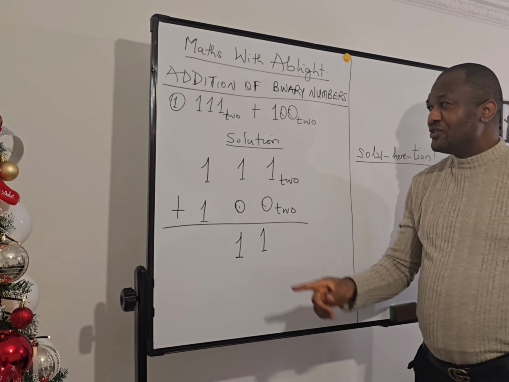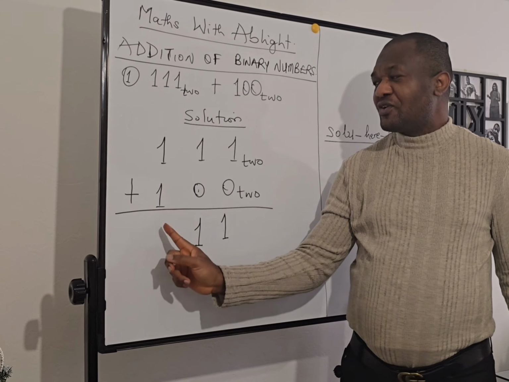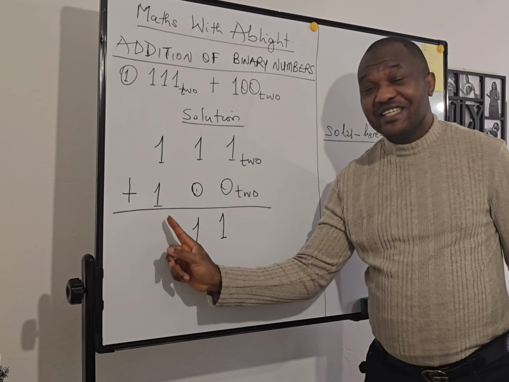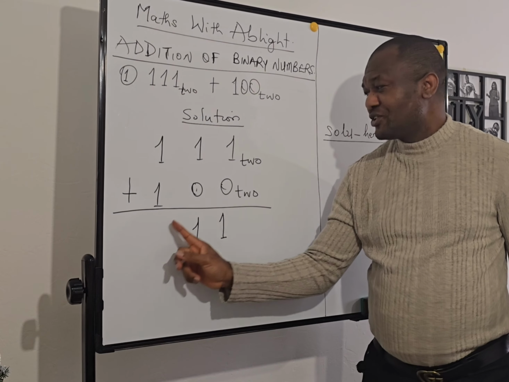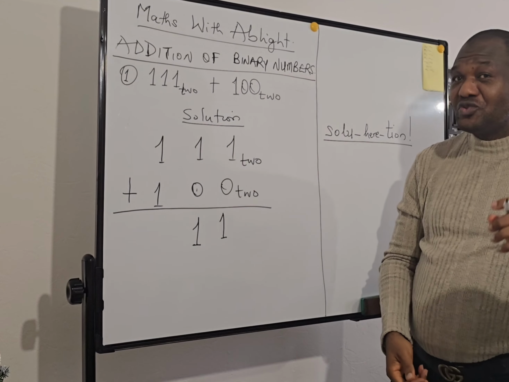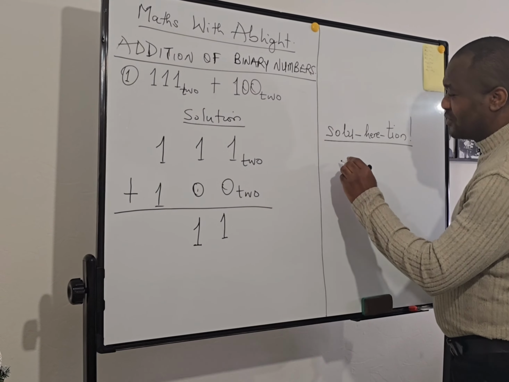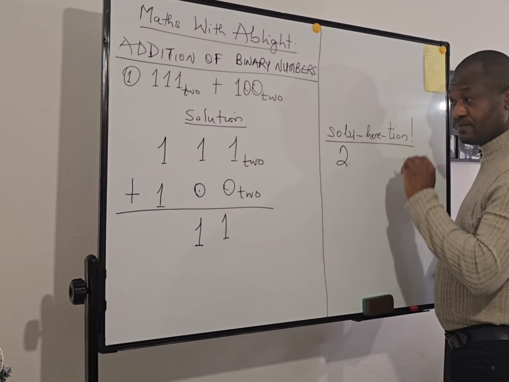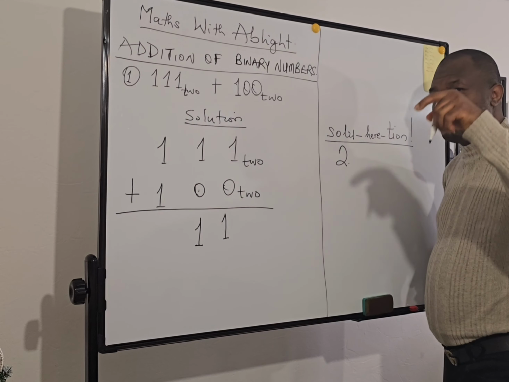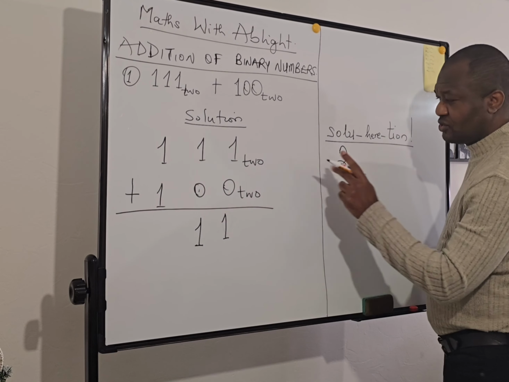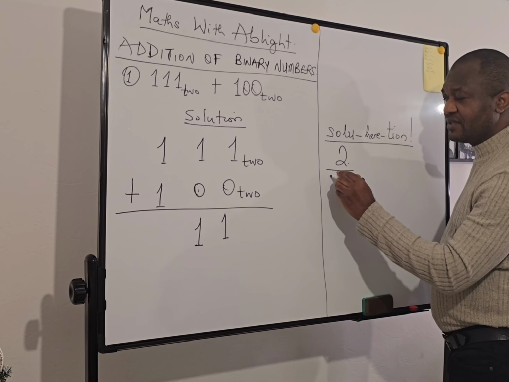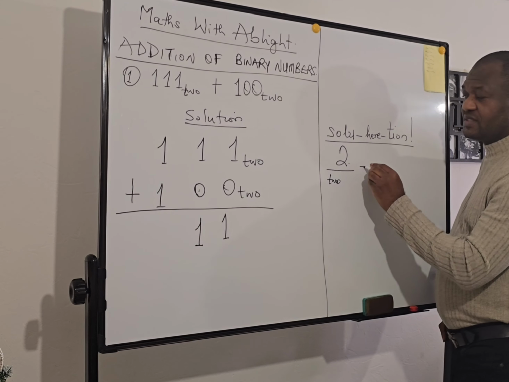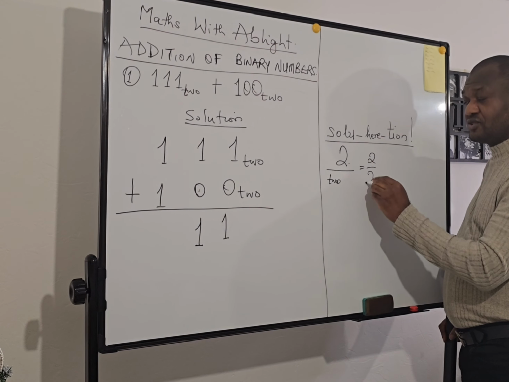Remember at the beginning I told you whenever you are solving base 2, you cannot write 2. 1 plus 1 is 2, but you cannot write it because you are dealing with base 2. What do you do? You go to your rough paper. You take 1 plus 1 is 2. Take that 2, divide it by the base. What is the base? Base 2. Divide 2 by the base 2. This is equal to 2 divided by 2.